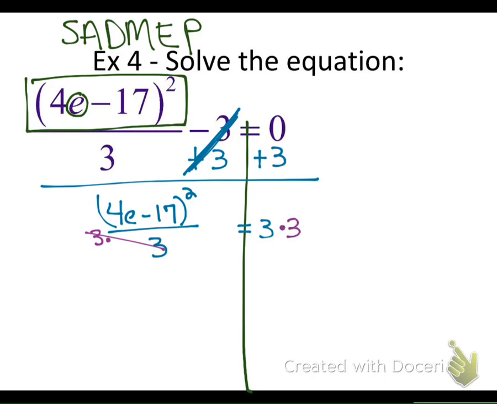So I'm going to come back and rewrite everything that I have not gotten rid of, which is going to be the 4e minus 17. I still have the parentheses. I still have the squared sign, equals. And then on my right side, what's 3 times 3? 9.